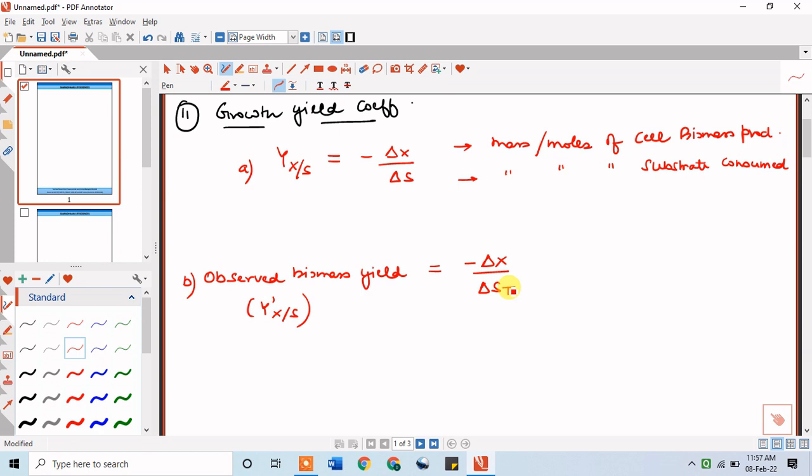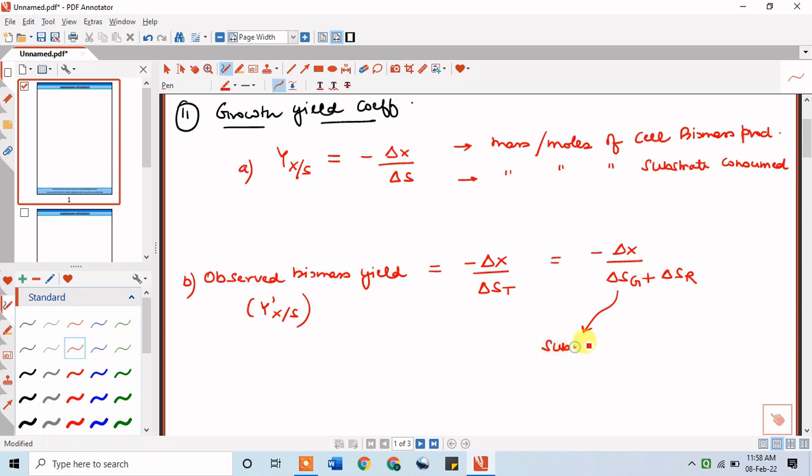Now what is delta St? यहाँ पे delta St क्या है? It is just the total substrate utilized. So I can split this delta St into two parts. यहाँ पे देखिए, minus delta x upon delta St, I can write it in simpler terms: that can be delta Sg plus delta Sr. यहाँ पे delta Sg and delta Sr, what is that? So delta Sg is nothing but the substrate utilized for building cellular material.